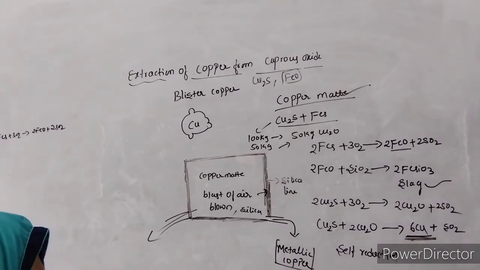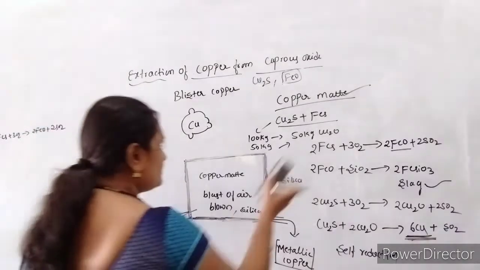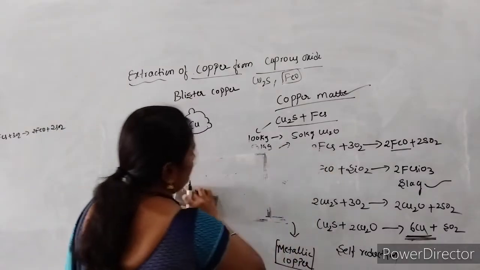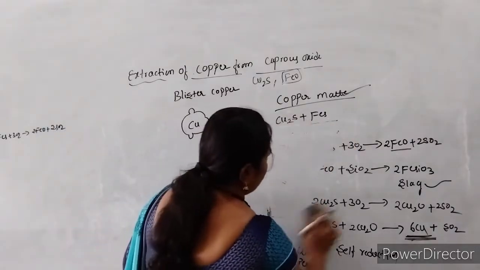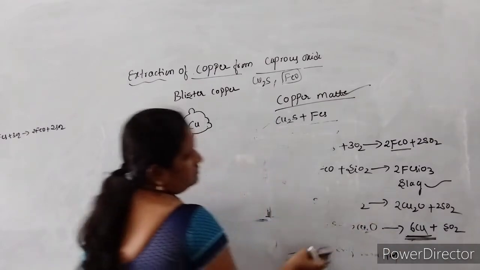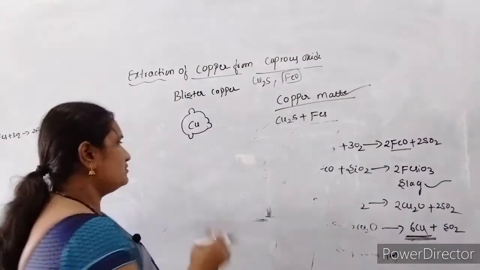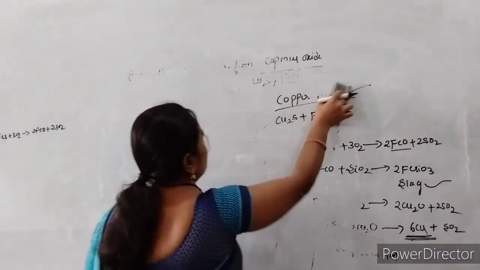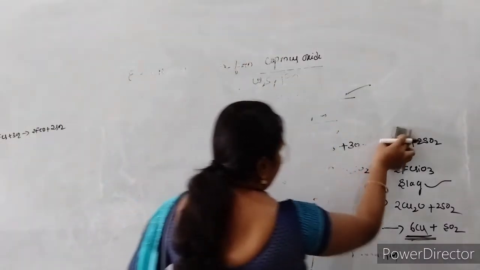And you have to remember the steps that occur in the extraction process. If sulfide ore is present, we have to go for roasting. If sulfide ore is not there, then we have to do calcination. So this is about the applications of the Ellingham diagram.